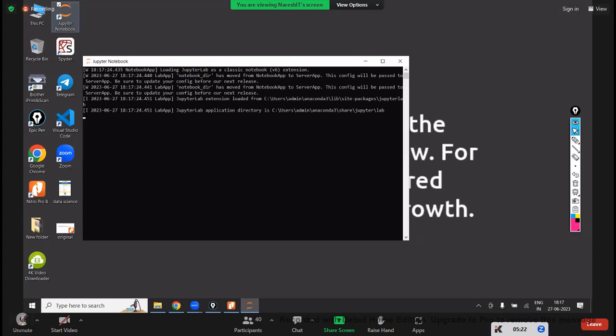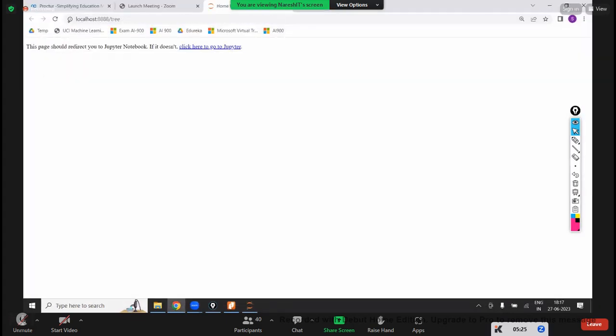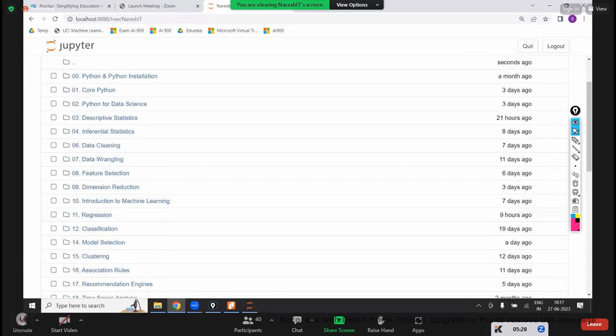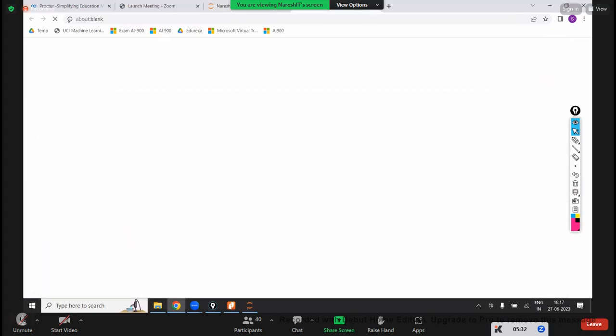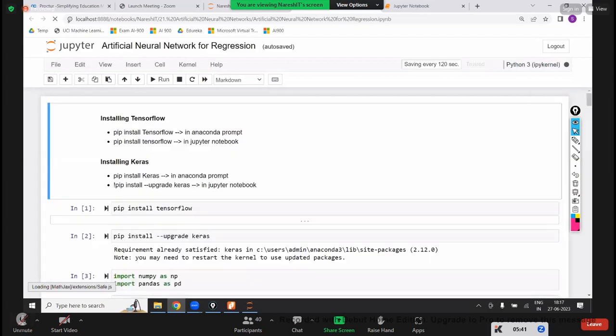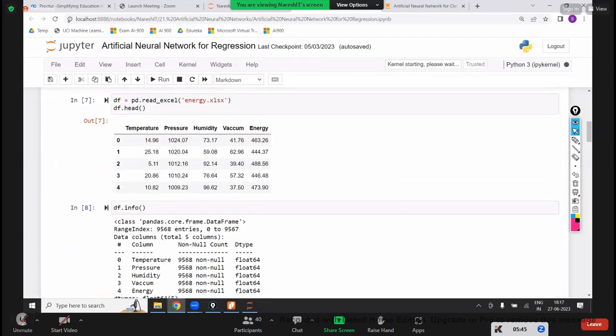What is the difference between the machine learning and deep learning coding parts? Let us see. Here I'm going to take the artificial neural networks, where I have a data set with temperature, pressure, humidity, and vacuum. Based on that, I have to predict the energy, which is the output variable. Since my output variable is continuous, it is a regression project. The energy depends on the temperature, pressure, humidity, and vacuum levels.